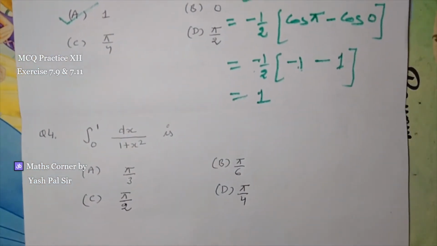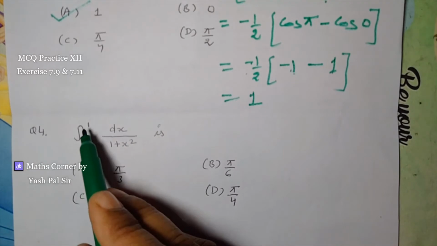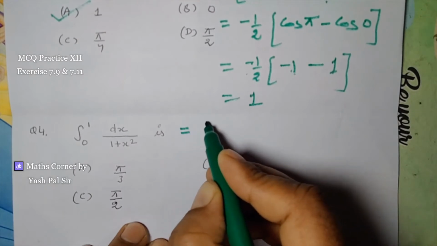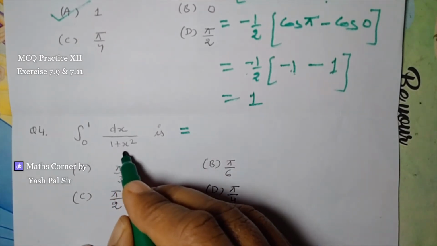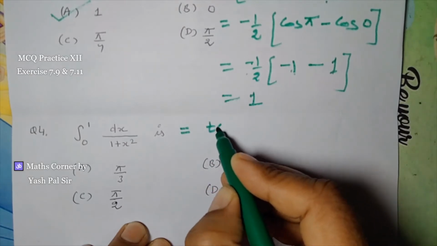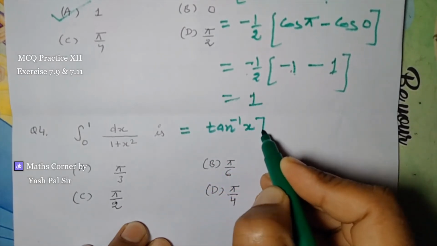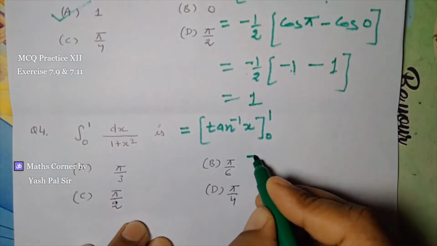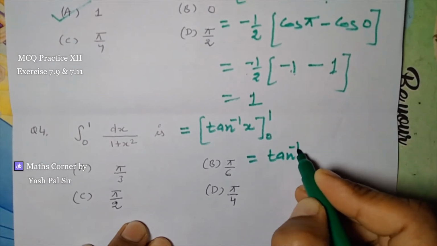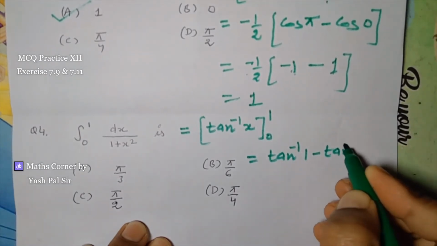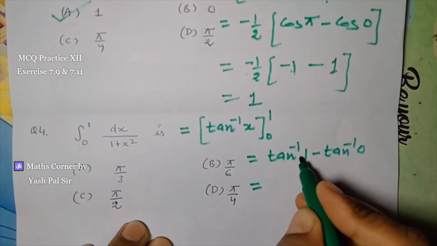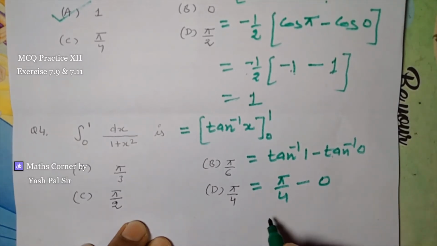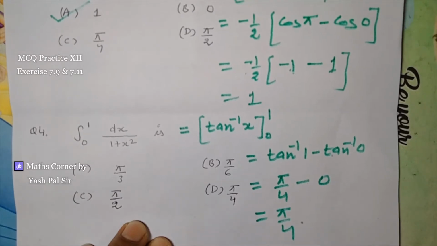Now we come to question number 4. This is limit from 0 to 1 dx upon 1 plus x square. Now very simple, integration of 1 upon 1 plus x square is tangent inverse x. Here again we substitute, lower limit 0, upper limit 1. So this becomes tangent inverse 1 minus tangent inverse 0. Tangent inverse 1 means pi by 4 minus tangent inverse 0 means 0. So the answer is pi upon 4, right?